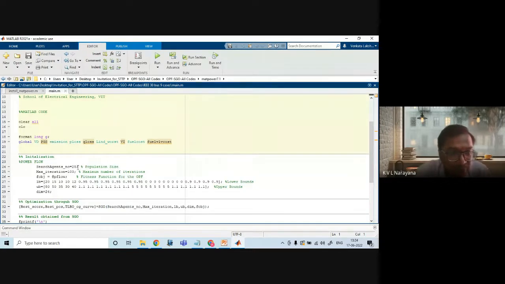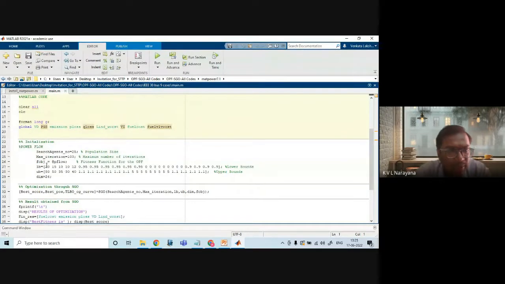Every time, these 25 solutions will update based on the improving and acquiring phases of the algorithm, that is social group optimization. Here the termination criterion is selected as 100 iterations. This program will execute 100 times and it will give you the output value. And this is the objective function, fitness function or cost function. The fitness function is written as a separate function file named pflow, which I will show you.